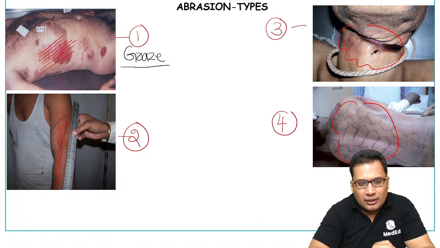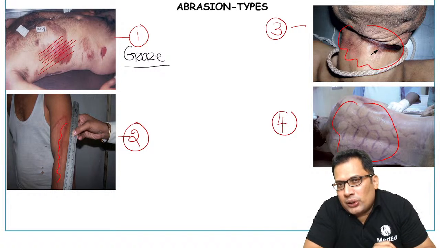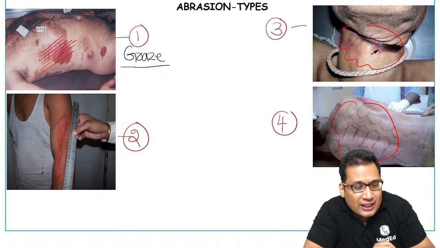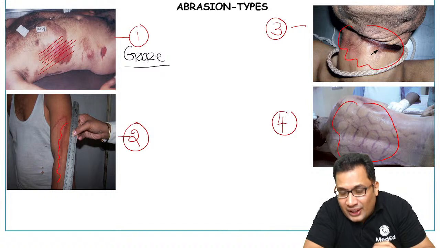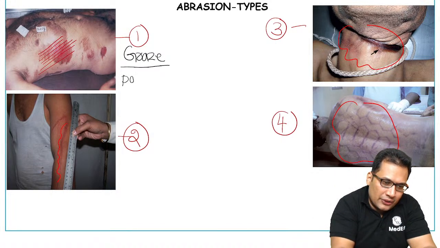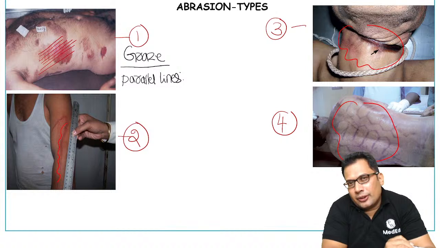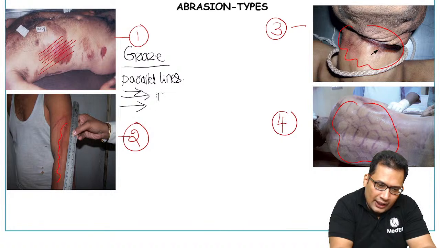Graze abrasion, also known as brush burn or gravel rash, is caused by friction between the vehicle surface and the skin. There will be a loss of the upper part of the skin, which is known as graze abrasion. You will see parallel lines.